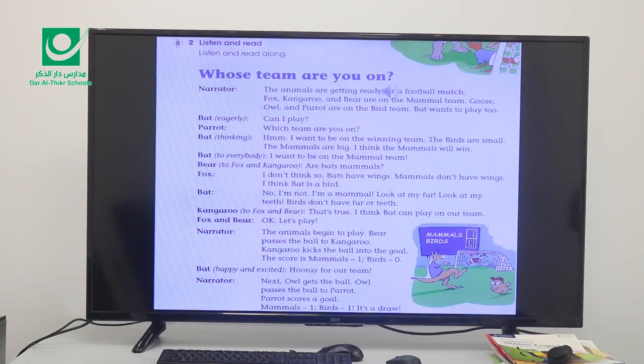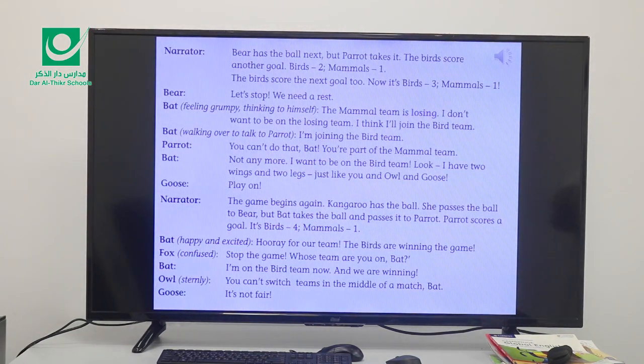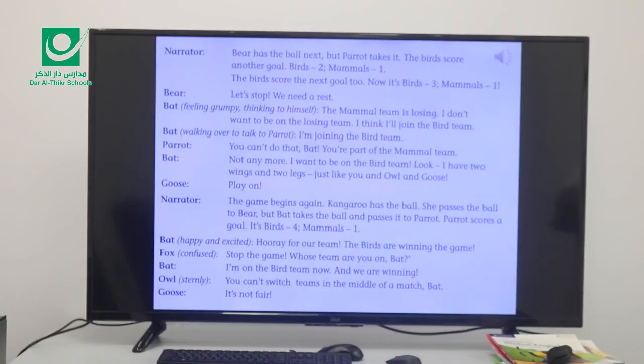It's a draw. Okay, students, as you can see, the last word is a draw because the score is 1 for mammals and 1 for birds. Yes, so please let's go to the next part of the story. Please listen carefully and follow the story.